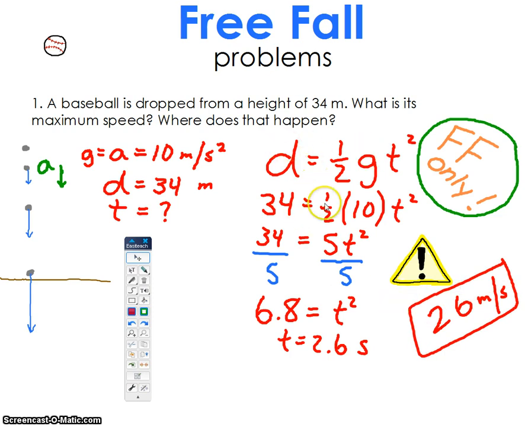So I do the algebra. You can see it all worked out here. And then I get my square root at the end. I get 2.6 seconds. And then I just jump to this and I go, okay, my answer is 26 meters per second. How do you know that? Careful. Don't just randomly multiply stuff by 10.